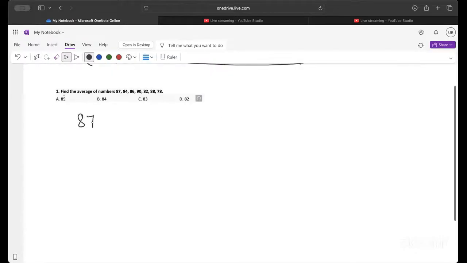Values given are 87, 84, 86, 90, 82, 88, and 78. These are the values given. Okay. Yes, calculate the average and tell me the answer. Add all the values and divide by number of values.